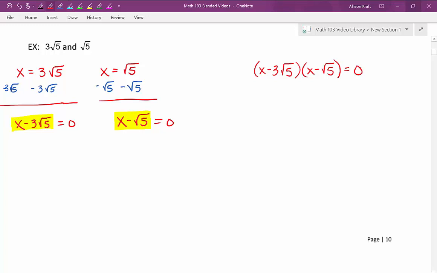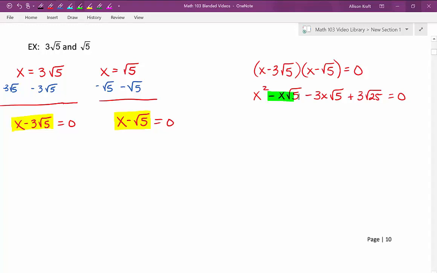The last thing we need to do is multiply this out. X squared minus x square root of 5 minus 3x square root of 5 plus 3 square root of 25 equals 0.